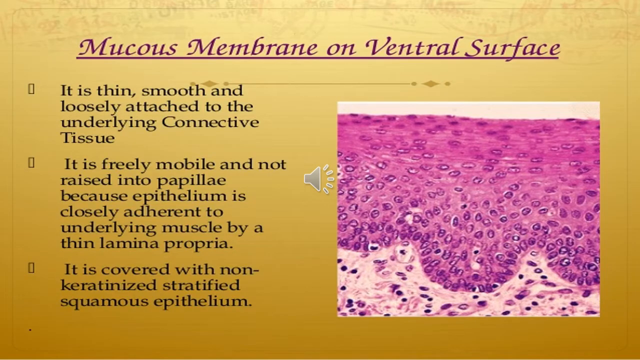Now the mucous membrane on the ventral surface is thin, smooth, and loosely attached to the underlying connective tissue. It is freely mobile and not raised into papilla because the epithelium is closely adherent to the underlying muscles by a very thin lamina propria. It is covered with non-keratinized stratified squamous epithelium.